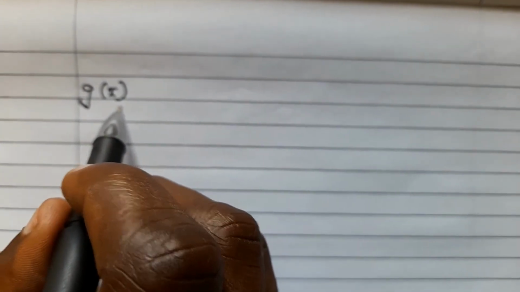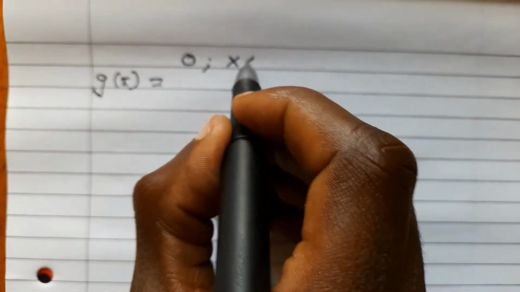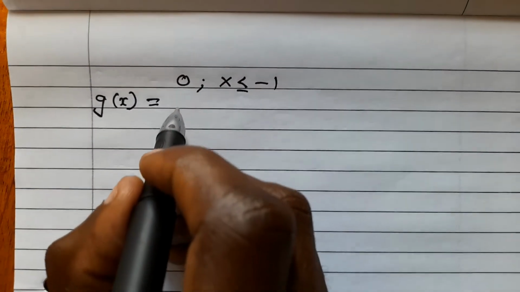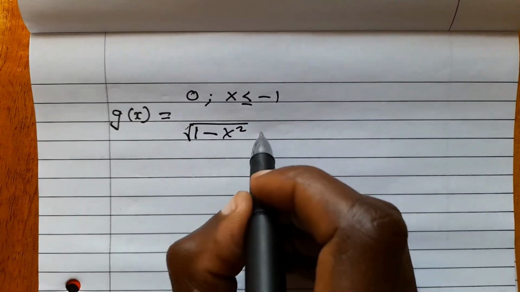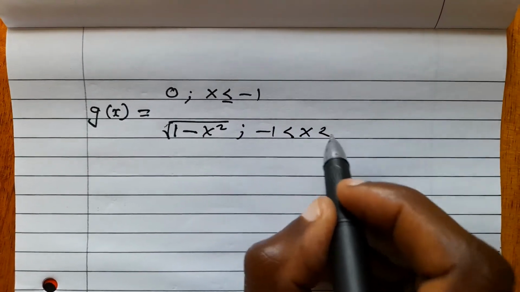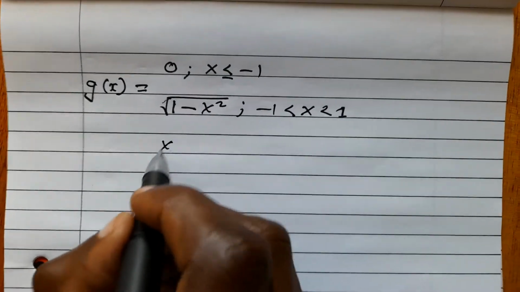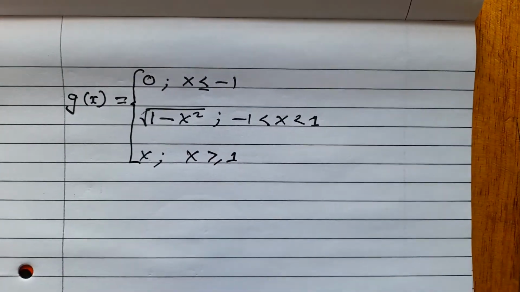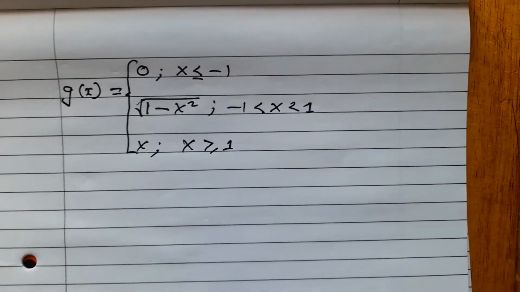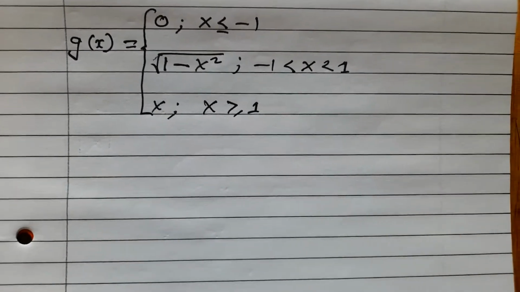So suppose I have the function g of x, and the function g of x is defined by 0, such that x is less than or equal to negative 1, and it is also defined by the function square root of 1 minus x squared, such that negative 1 is less than x less than 1, and finally I'm having x such that x is greater than or equal to 1. I'm having this kind of a piecewise function, a function having three different pieces, so I need to plot that on a graph.